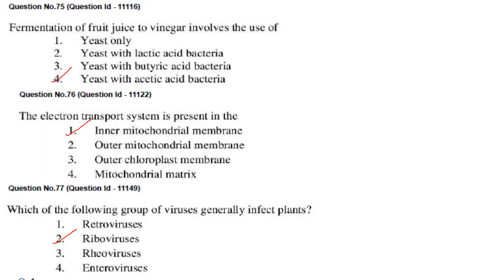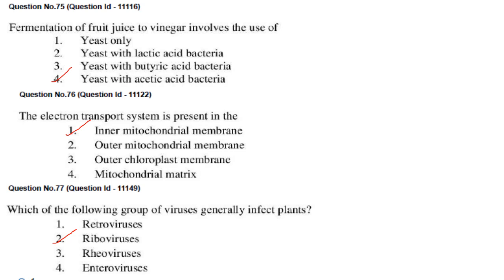Then next one. Fermentation of fruit juices to vinegar involves use of yeast as well as acetic acid bacteria. Answer is option 4. The electron transport system is present in the inner mitochondrial membrane. That was a very simple and a direct question.